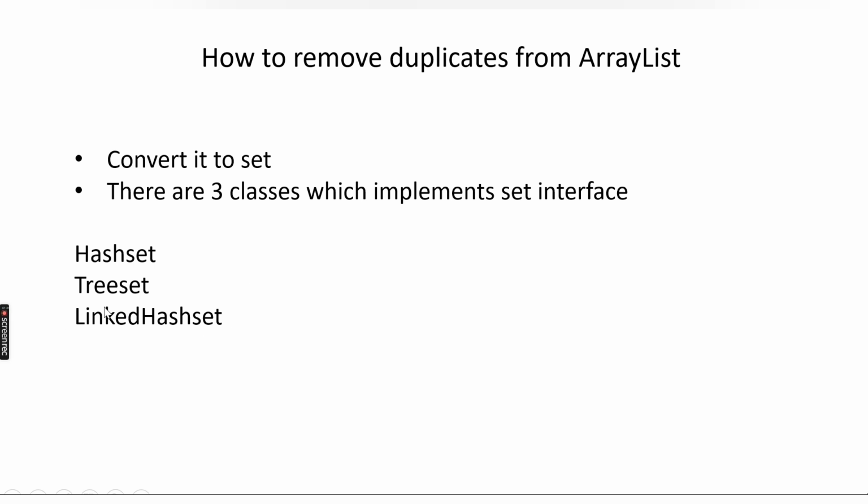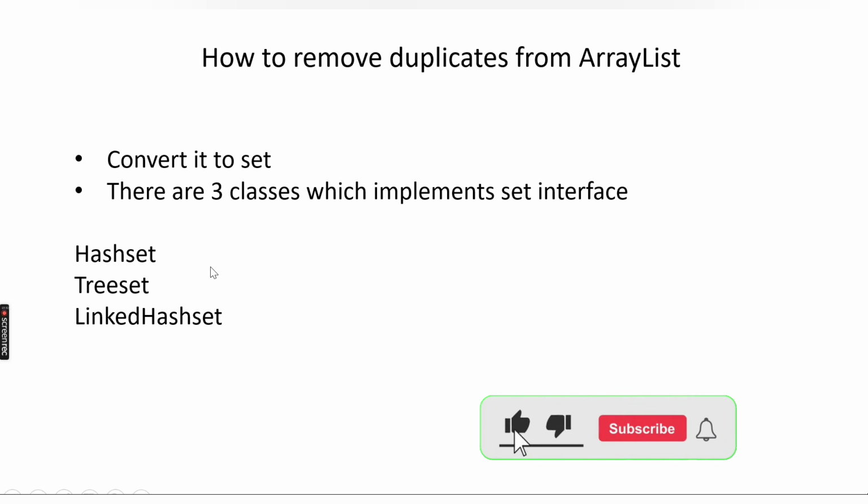What will happen if we convert it to LinkedHashSet? We will remove the duplicate elements. Also, we will have the same insertion order, right? Because LinkedHashSet maintains the insertion order. Now let's see this in a practical demo.